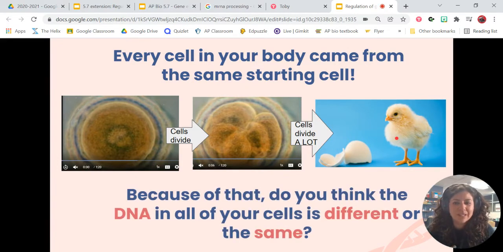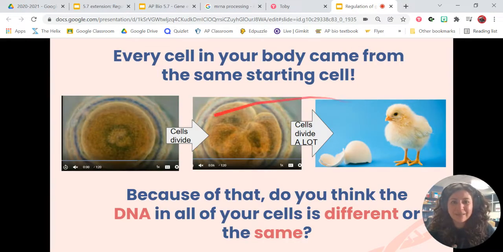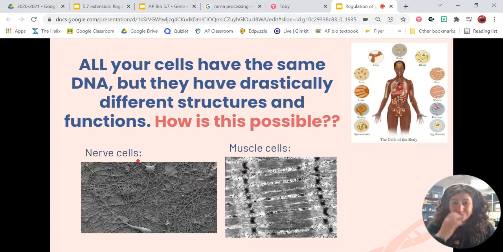So keeping that in mind, I want you guys to make a prediction. What do you think? Do you think the DNA in all of your cells is different or the same? Yeah, so it turns out that all of your cells actually have the same DNA. That's because they came from the same starting cell. That starting cell was a mix of DNA from your biological mom and DNA from your biological dad, and that's all the DNA that cell ever had. And that's true for all the cells that came from that cell. So all the cells in your body actually have the same DNA, but they are drastically different.